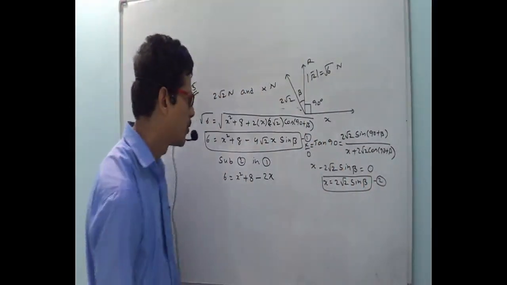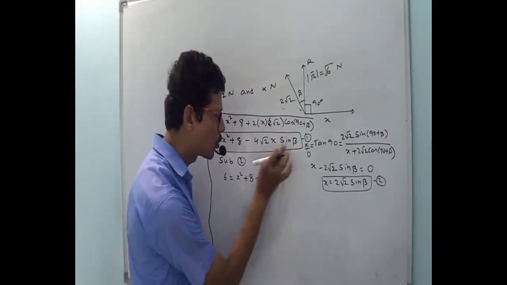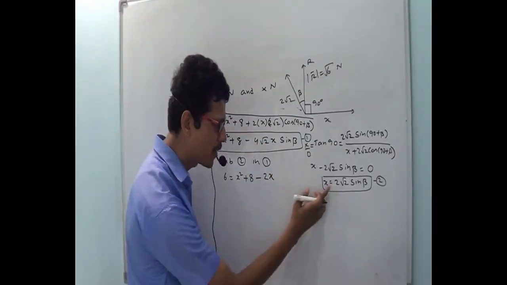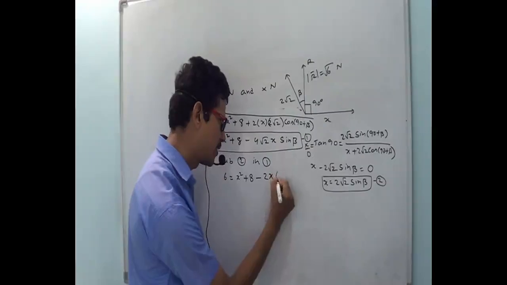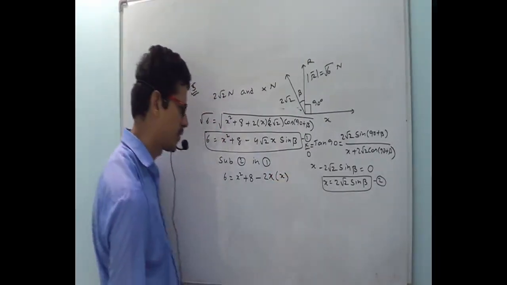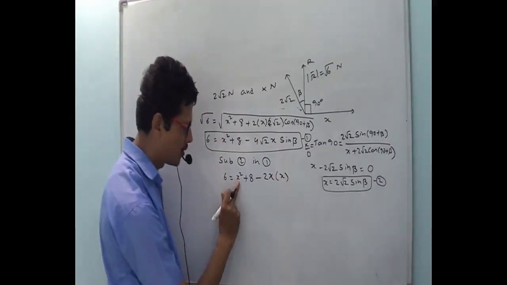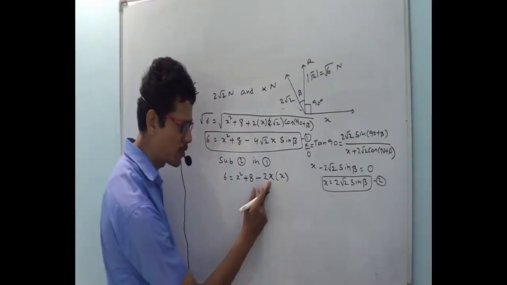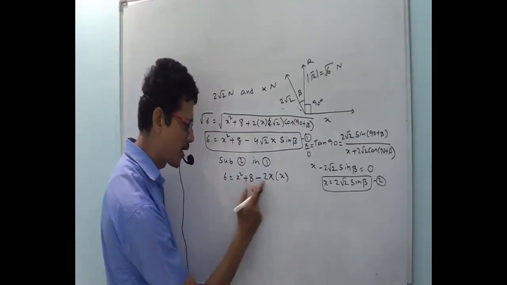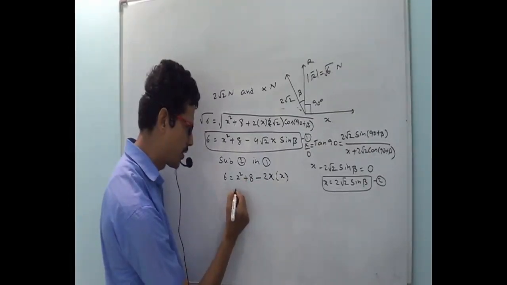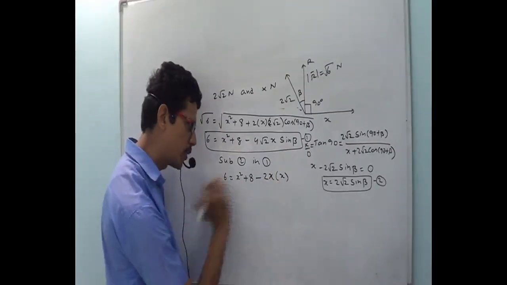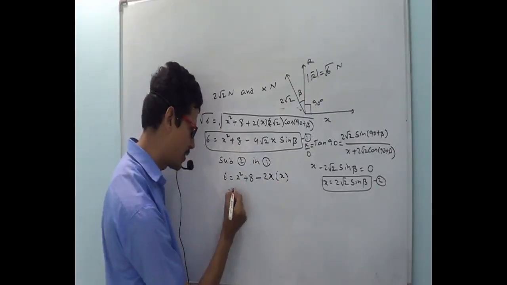Okay. 2x I have taken outside. 2 root 2 sin beta. Instead of 2 root 2 sin beta, can I take x? Yes. So that is x. So here x square, here 2x square. So that is minus x square. And minus x square, that is x square.